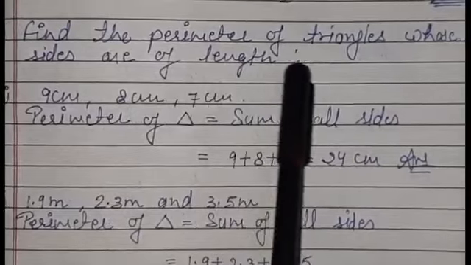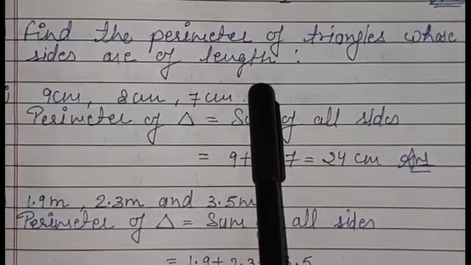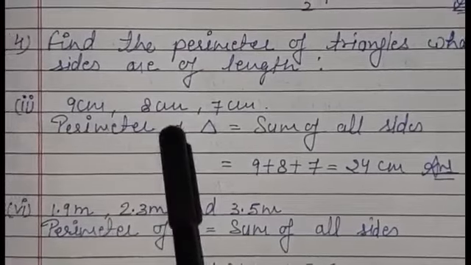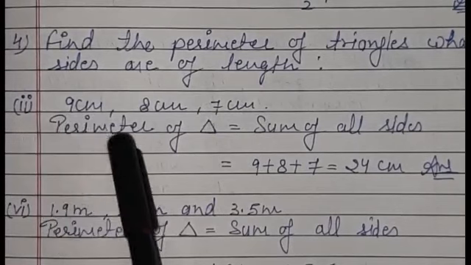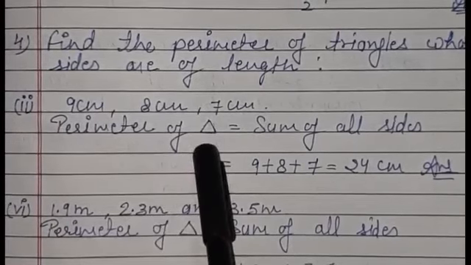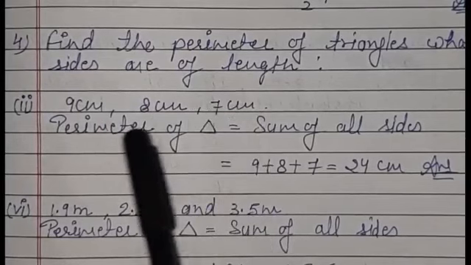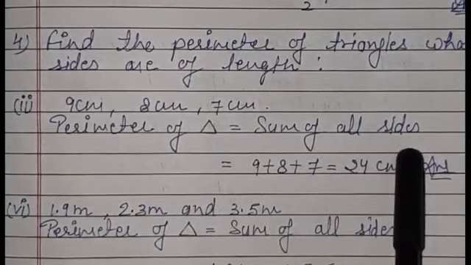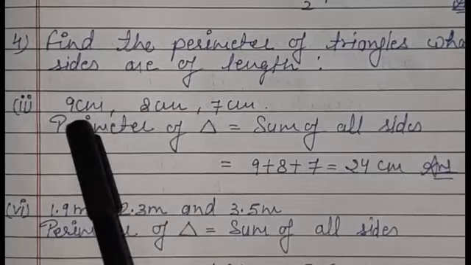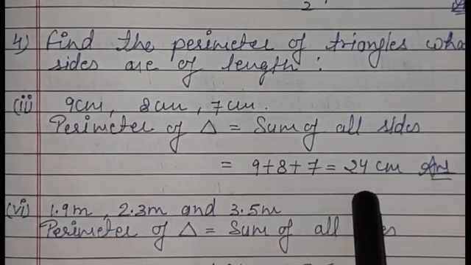Find the perimeter of a triangle whose sides are of length 9 centimeter, 8 centimeter, 7 centimeter. I have taken the second part. Here we have to calculate the perimeter of a triangle. Sides of the triangle are given. So we know that the perimeter of a triangle is equal to the sum of all its sides. So when we add 9 plus 8 plus 7, the answer is 24 centimeter.